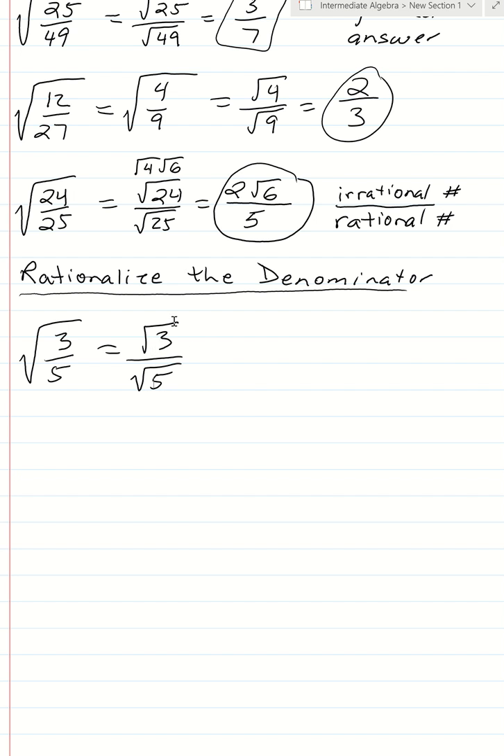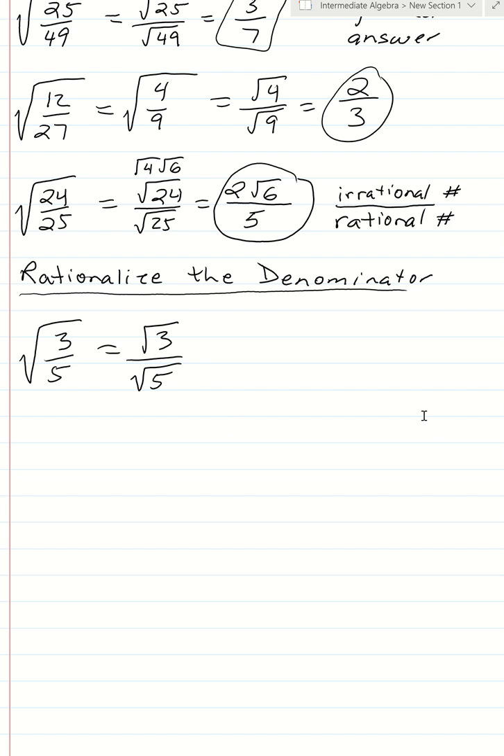Now, we can't simplify the square root of 3. We can't simplify the square root of 5. But that doesn't mean our problem is done, because we have a square root in the denominator. We never want to have an irrational number like the square root of 5 in the denominator. We have to rationalize the denominator.